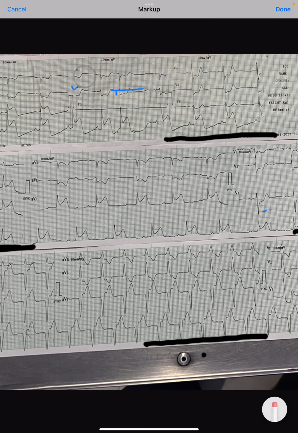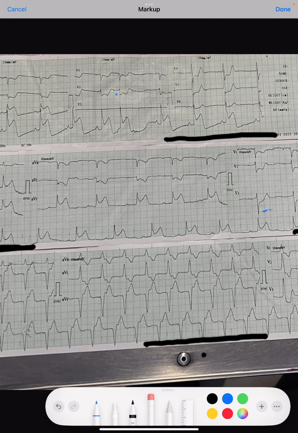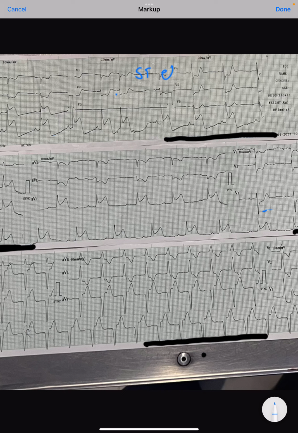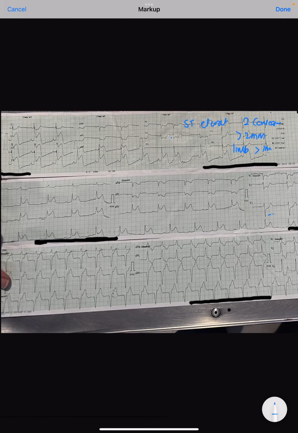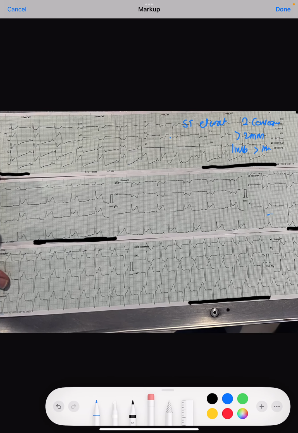Even in the absence of reciprocal changes, if there is ST elevation in more than two consecutive leads, more than 2 mm in chest leads, and in limb leads more than 1 mm, then it is an MI. Here it is more than 4 to 5 mm, so this is an inferior wall MI.